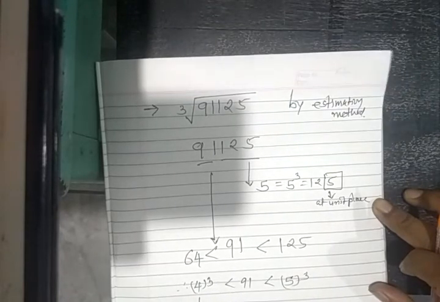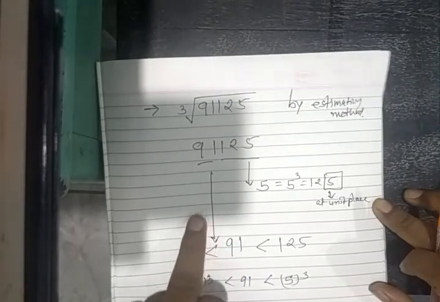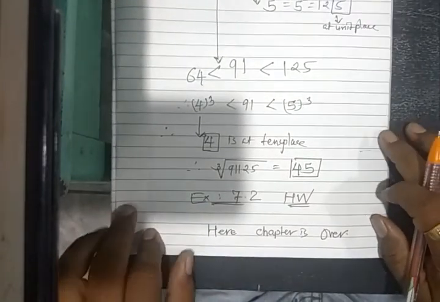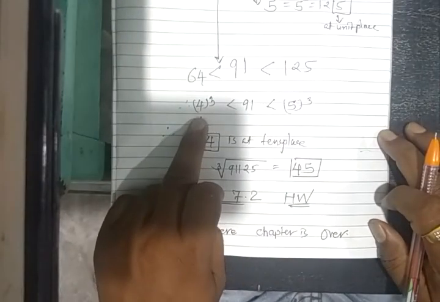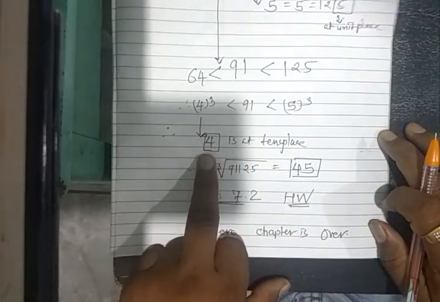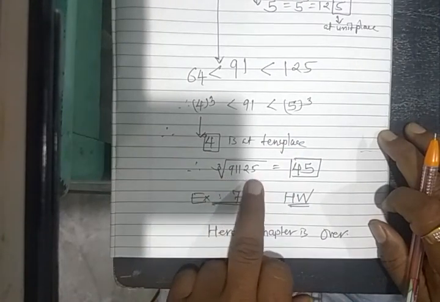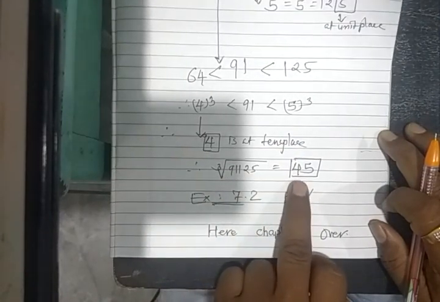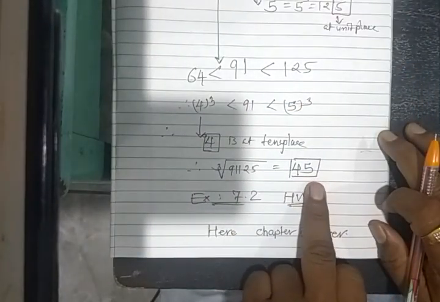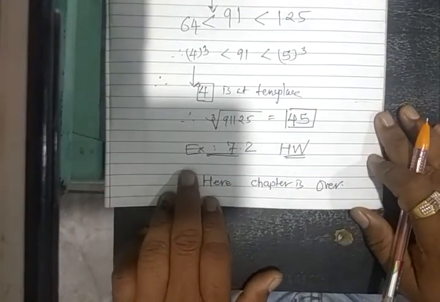So 4 cube and 5 cube. Out of them 4 is the smaller number, so 4 is at the 10 place. So the cube root of 91125 is equal to 4 at the 10 place and 5 at the unit place, so 45. So students, this way you can do it from home.